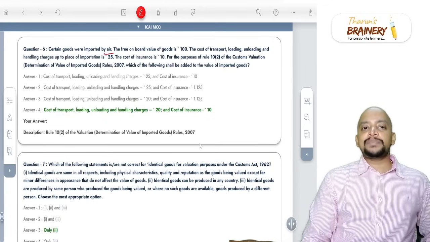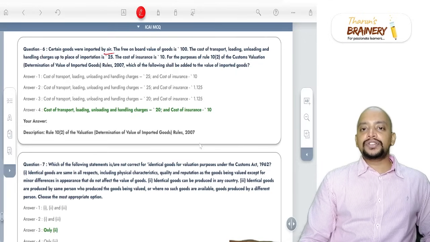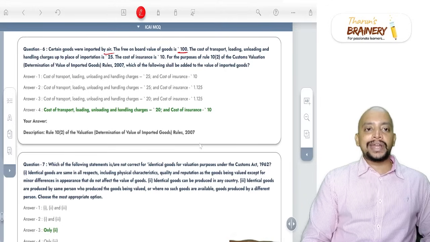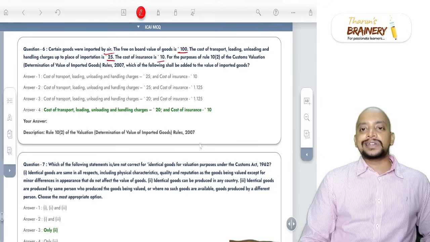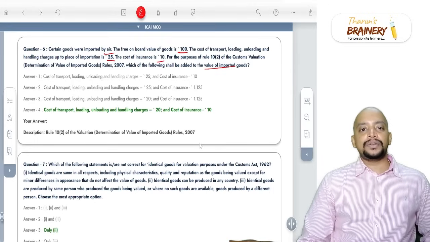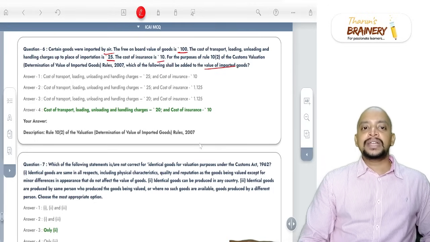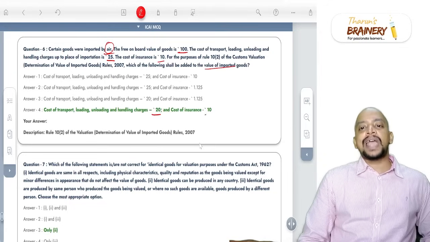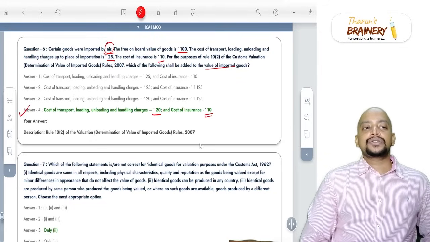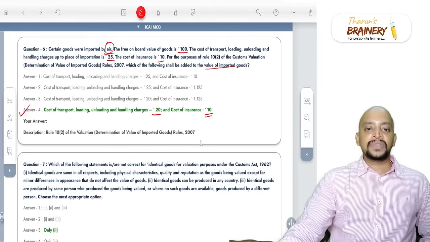Certain goods were imported by air. The FOB value of the goods is 100. The cost of transport, loading and unloading and handling charges up to the place of importation is 25. Insurance is 10. So what should be taken as the value? Simple. FOB 100, but as it is air freight, the actual 25 or 20% of FOB, that is 100 into 20%, 20, whichever is lower, so 20. Insurance will be the actual, if ascertainable. So option D is the answer.